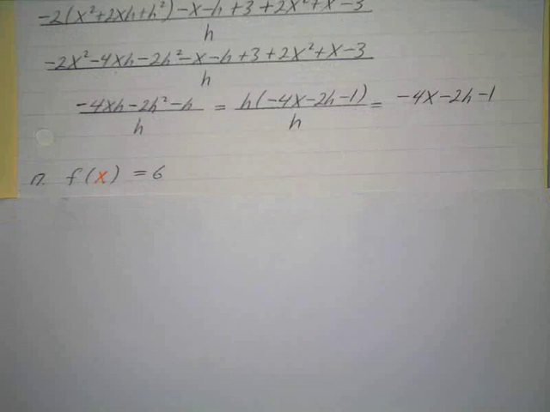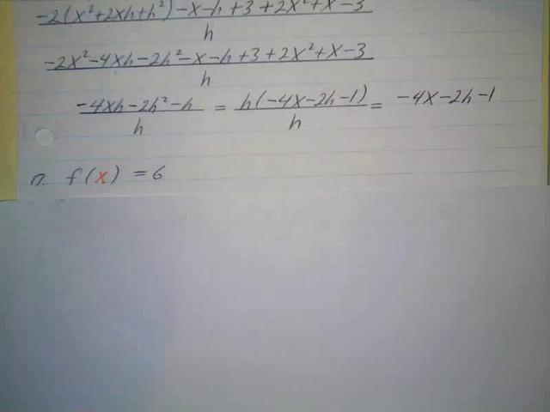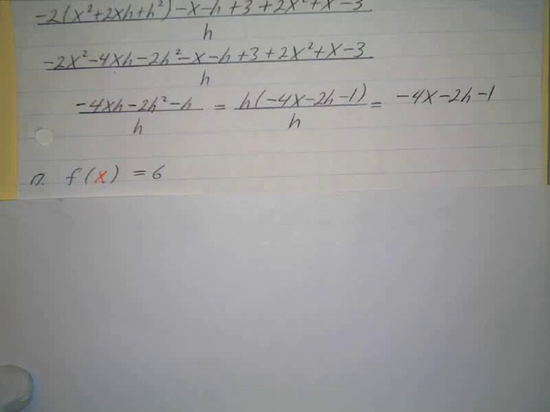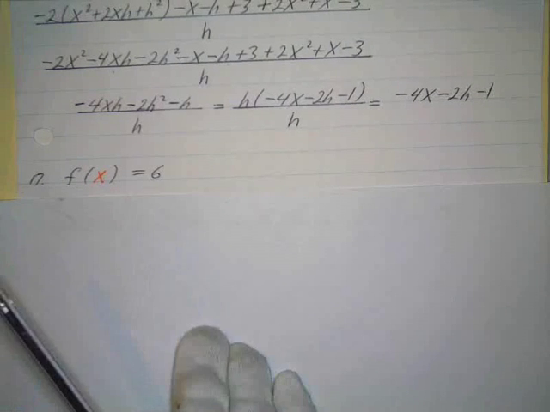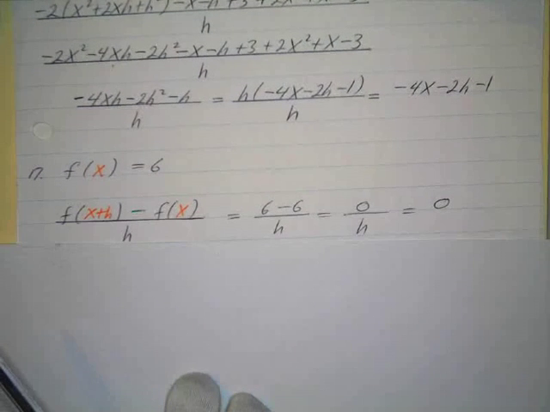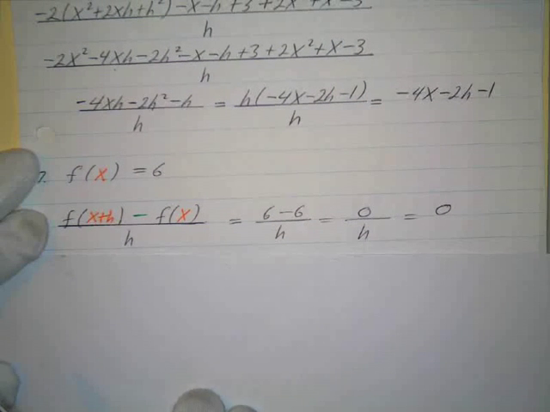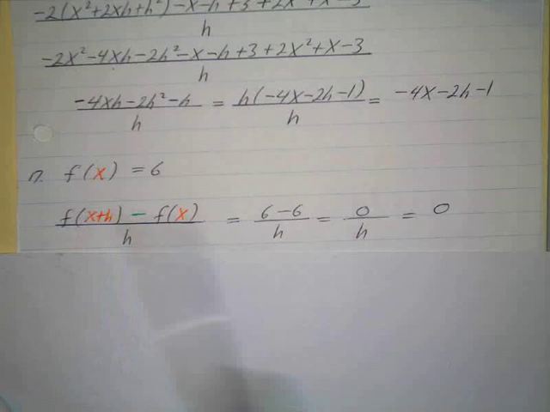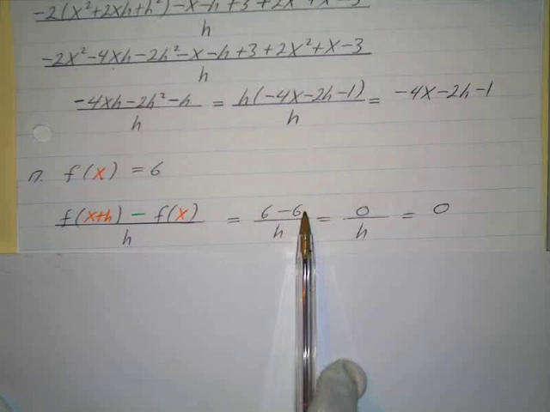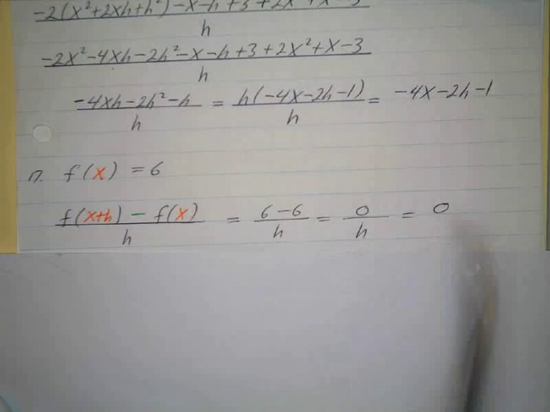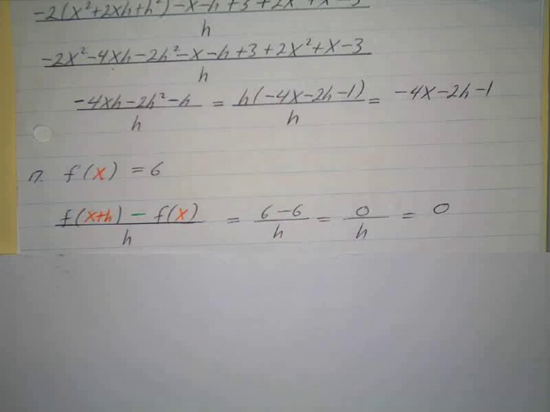And number 17, f of x just equals 6. Now, you see there's not an x over here, so it doesn't matter what x is. It's always 6. It's a constant function. So if I write my difference quotient, f of x plus h minus f of x over h, it doesn't matter what's in here. This function is always going to be 6, so it's just 6 minus 6 over h, which is 0 over h, which is just 0. So we get off kind of easy on that one.